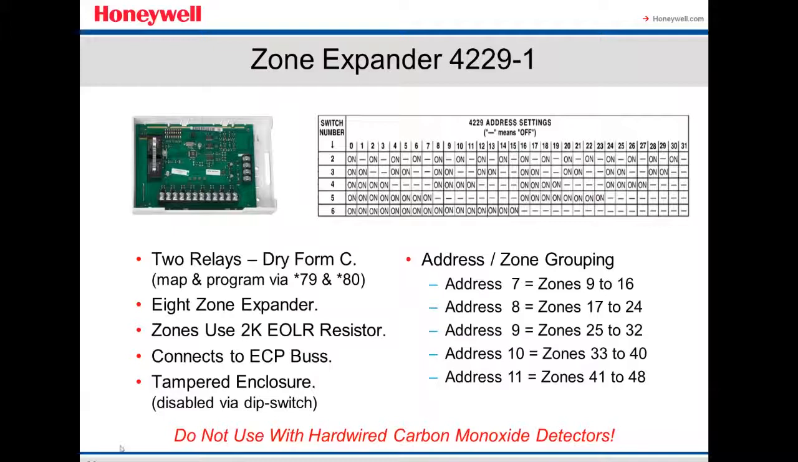Very important here, like with your other expander: you do not use carbon monoxide detectors or smoke detectors. You can't use them on the expanders. The hardware smoke detectors have to be installed straight in the panel. You can't run them from an expander. And the 2 relays are dry form, so they don't emit power. Then you program the relays on command 29 and command 80.